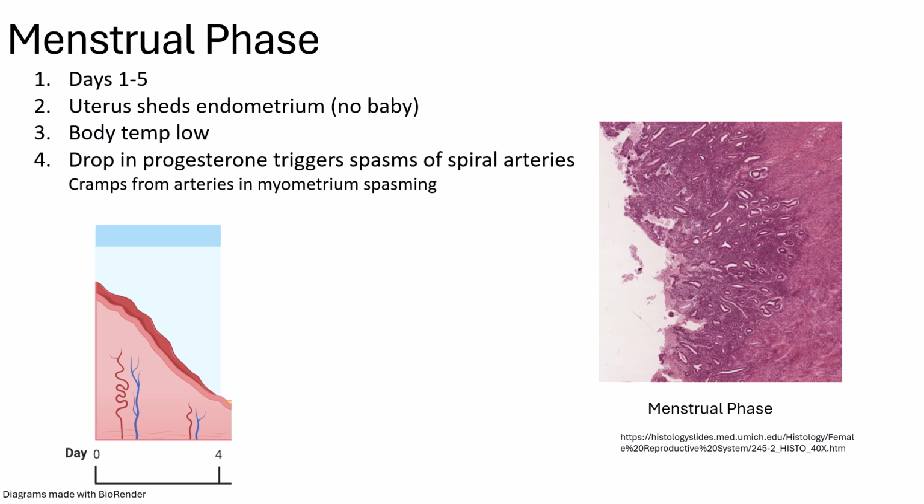Estrogen and progesterone are dropping at this point in the ovarian cycle. It's this drop in progesterone that triggers spasms in the coiled arteries, causing menstrual cramps, which can sometimes be so debilitating in the first few days of the menstrual phase. As these two hormones continue to drop during the menstrual phase, so does body temperature.